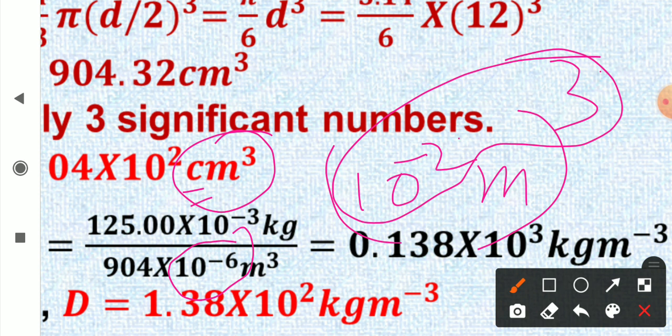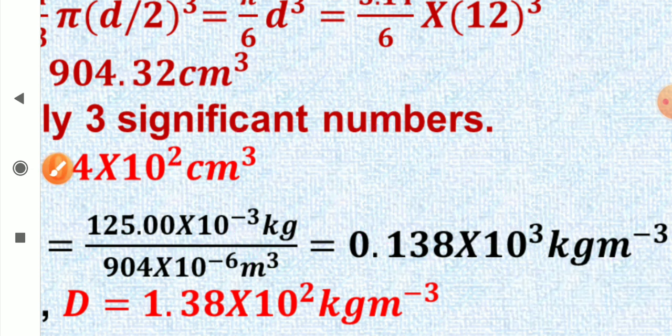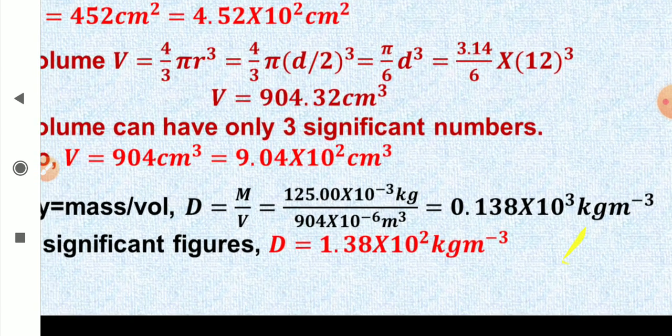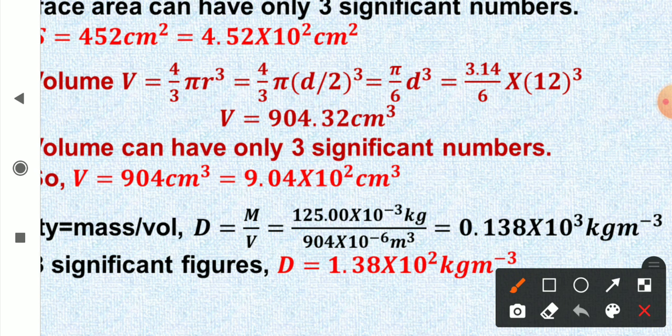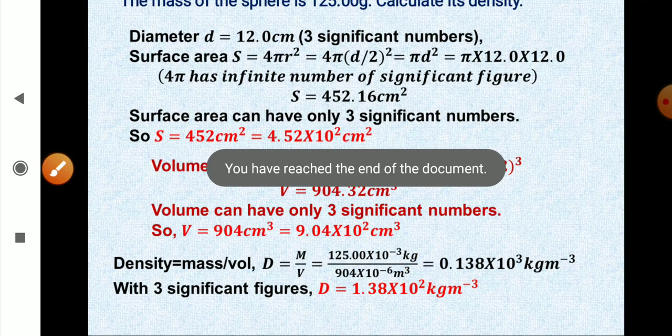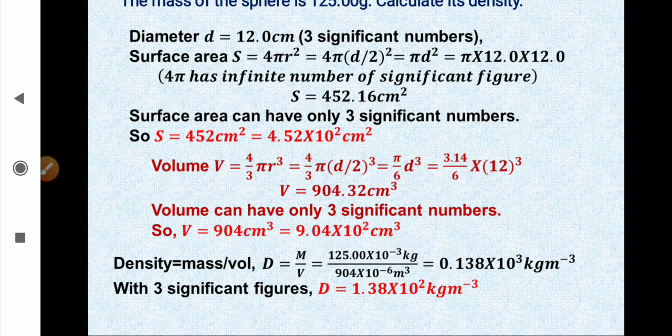And simplifying it, you get 0.138 into 10 to the power 3 kilogram per cubic meter. SI unit of density is kilogram per cubic meter, and it should have 3 significant figures. So in 3 significant figures and in scientific notation, this becomes 1.38 into 10 to the power 2 kilogram per cubic meter. So with this, I come to the end of this topic.